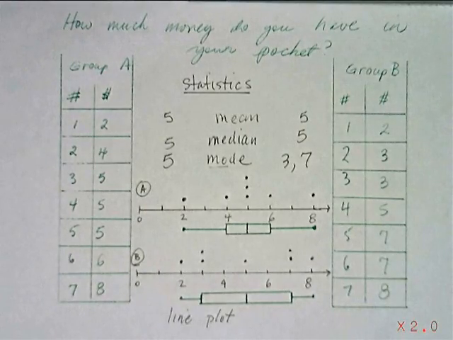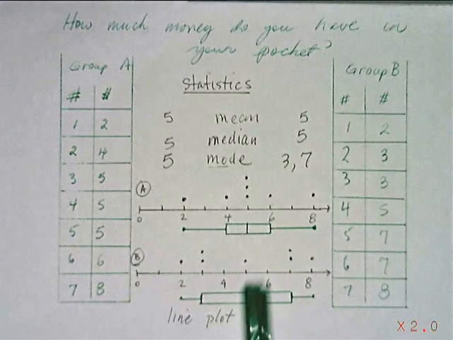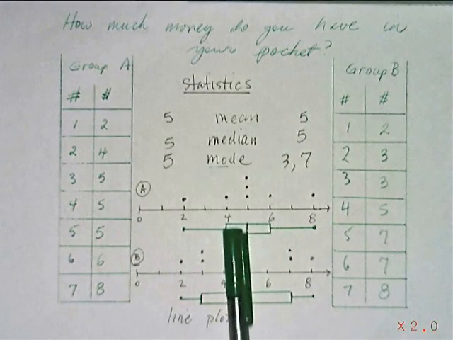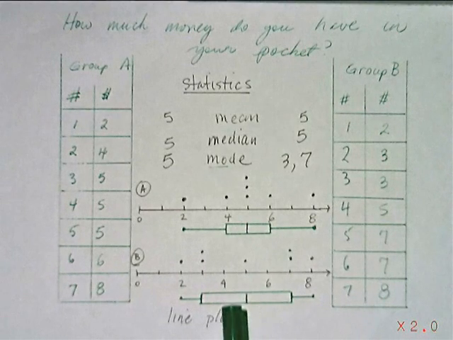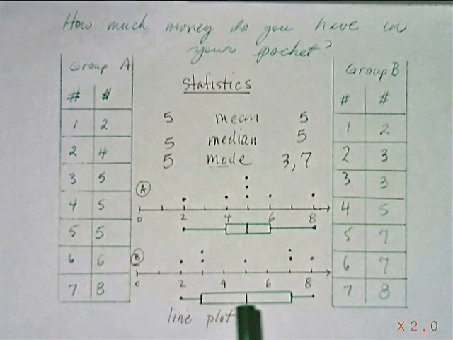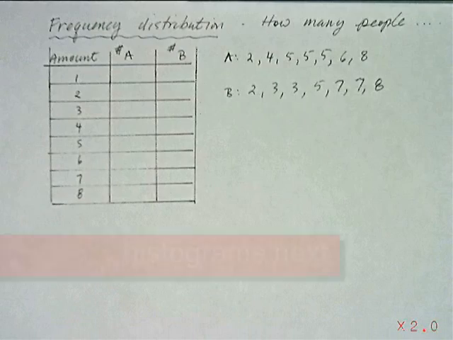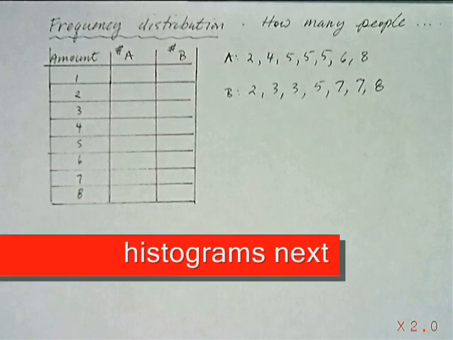The distribution of our data in group B is much wider, or more variable, than in group A. 50% of the numbers are in this group between 4 and 6, whereas in this one, 50% of the numbers are between 3 and 7. So this is called the box and whisker plot. Here's another way to visualize the data.